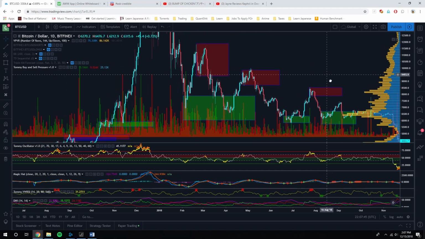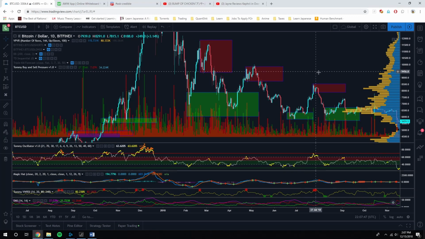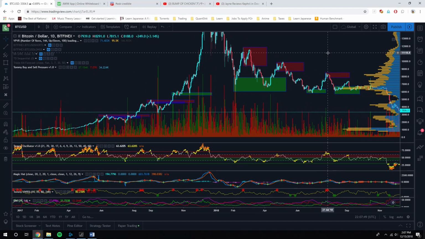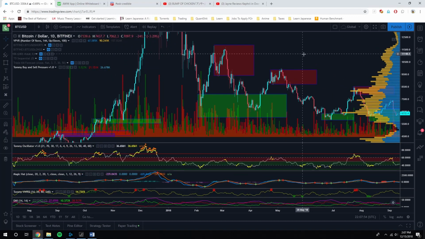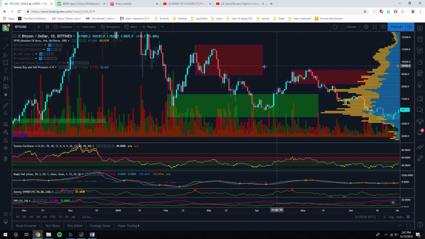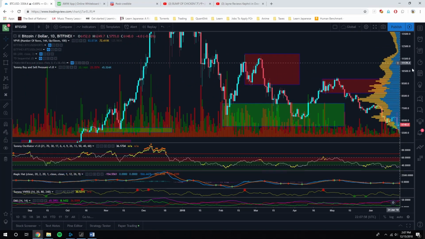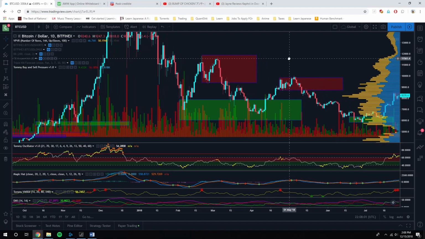Sorry if I'm doing a bad job at explaining this. I could make another video, but maybe it might make sense for some of you guys. Should I go over these resistance order block levels?